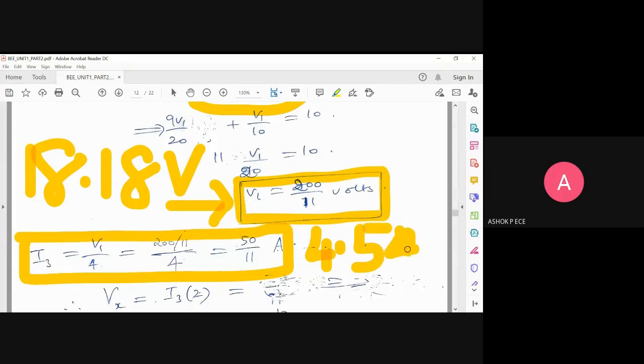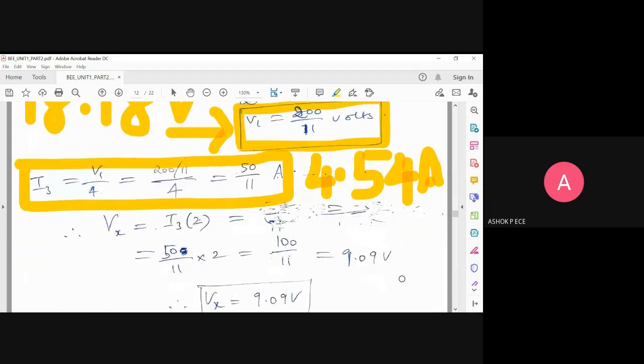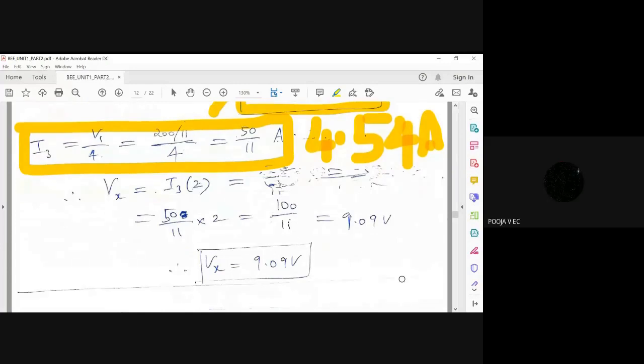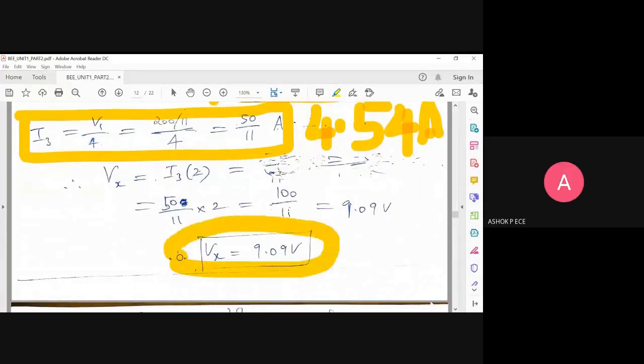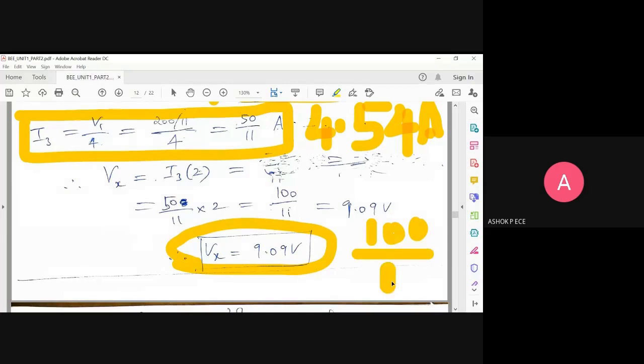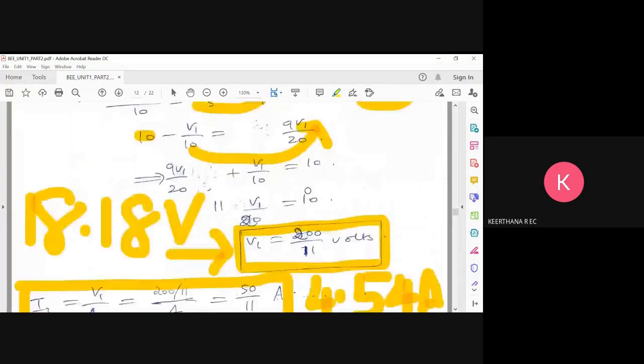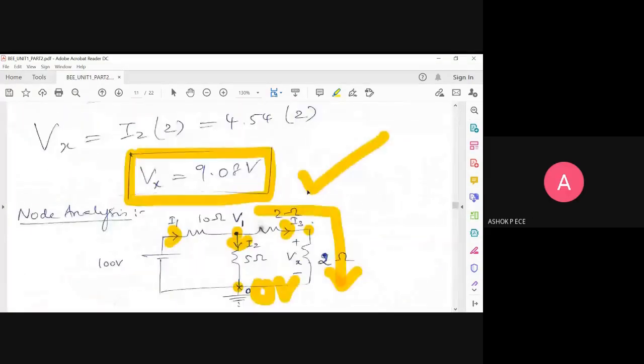Knowing I3, I can find Vx. Vx is I3 into 2. So 4.54 into 2, or 100 by 11, gives 9.09 volts. What is the answer we got in the previous method, mesh analysis? Same answer. Yes, same answer.